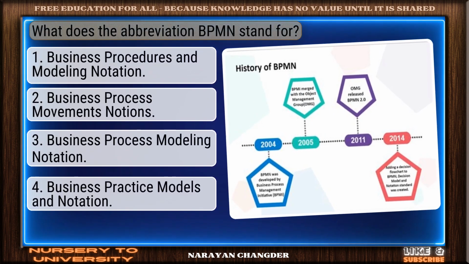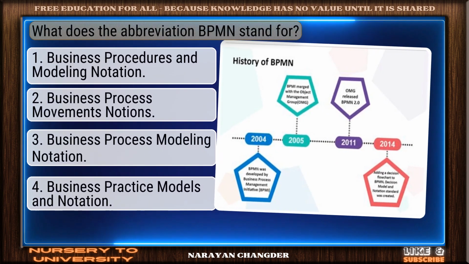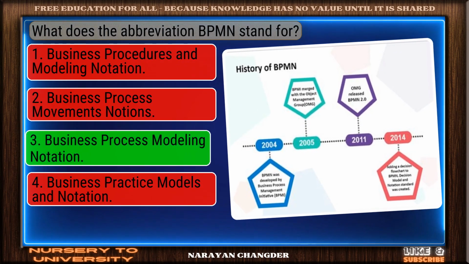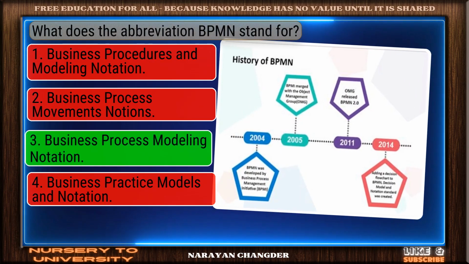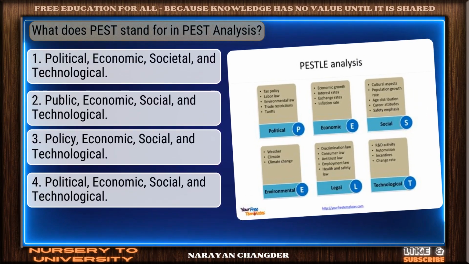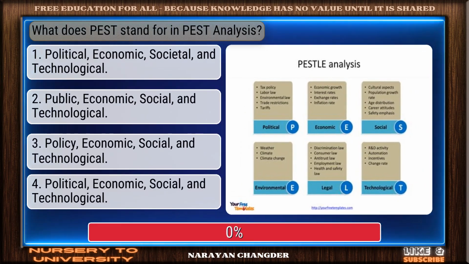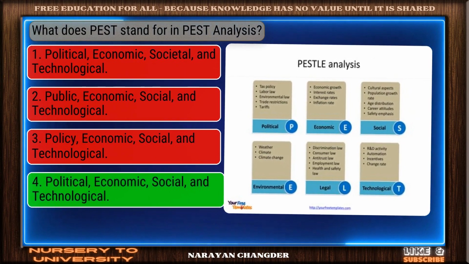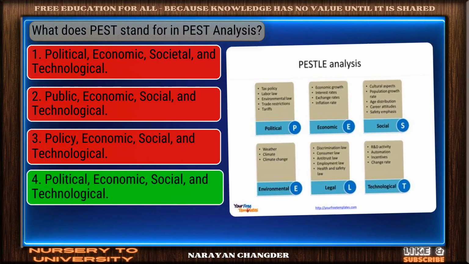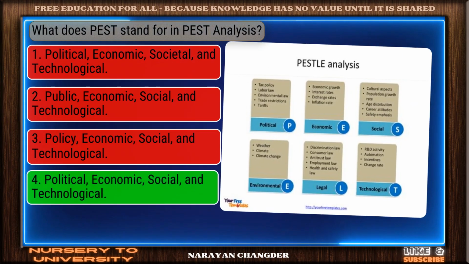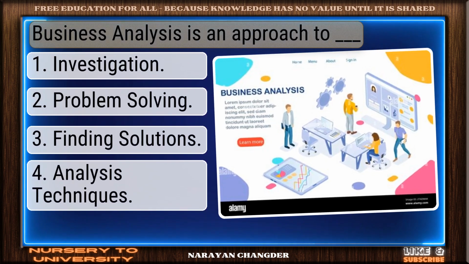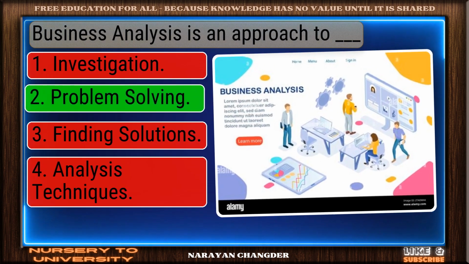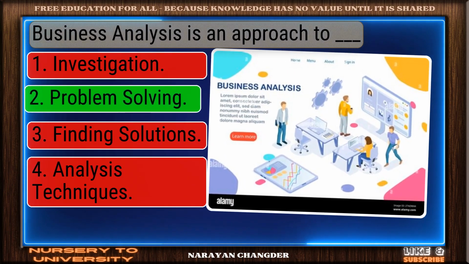Question number 64. What does the abbreviation BPMN stand for? You got it. Your choice business process modeling notation is right. Question number 65. What does PEST stand for in pest analysis? Great thinking, political, economic, social, and technological is the right choice. Question number 66. Business analysis is an approach to dash. Bravo. Problem solving is the answer.